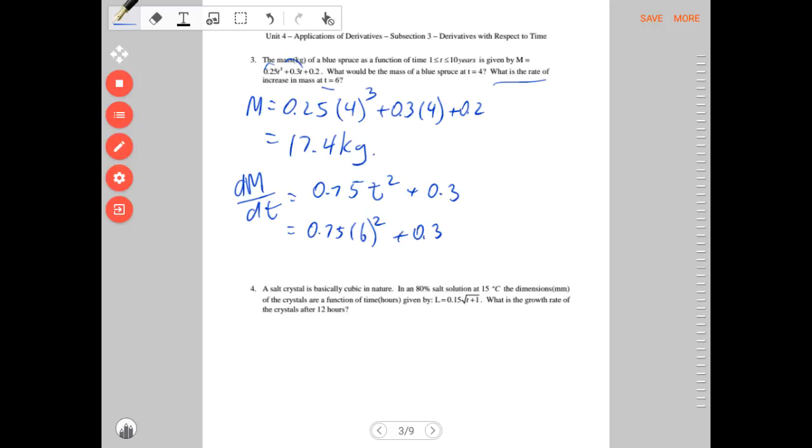Again, we're going to just type that into our calculator, and what we end up seeing is that at 6 years old, the tree is increasing in mass by 27.3 kilograms per year. So that's what that means. The unit comes from here: dm, so that's the kilograms, divided by the time, and of course our time is given in years, so there you go.